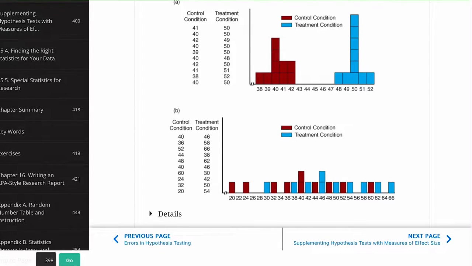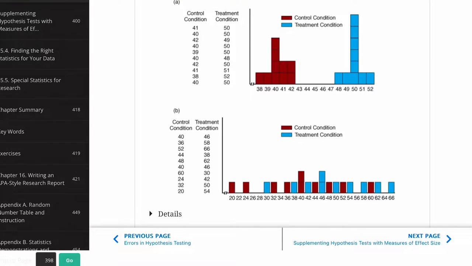Now, in B, the effect is the same. So the statistics did not change as far as that goes. The only thing that changed was the variance of the scores. So the scores within each condition are a lot more varied in this scenario on the bottom here. And you can see now that the difference between the control condition and the treatment condition is a whole lot harder to see visually here when it's varied, when those scores are all over the place, right?